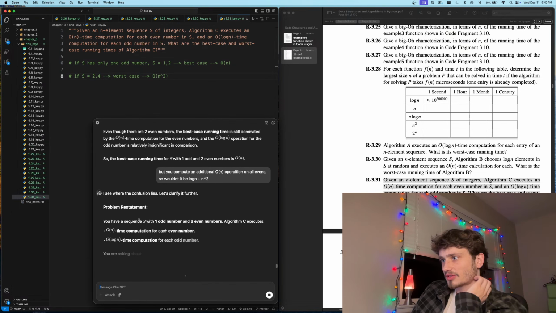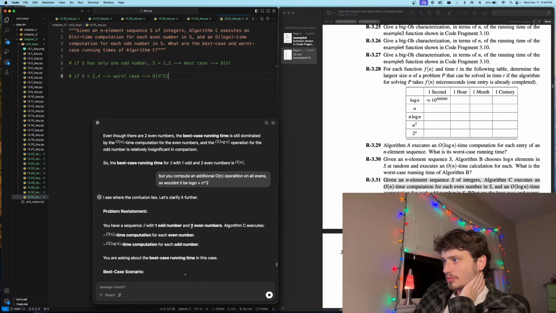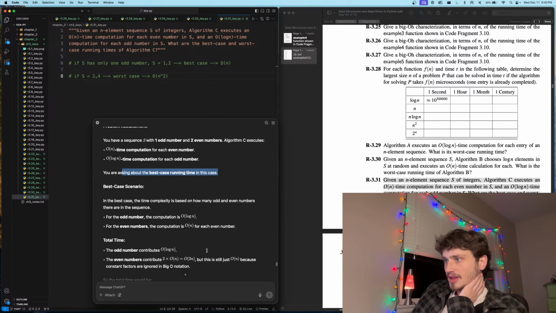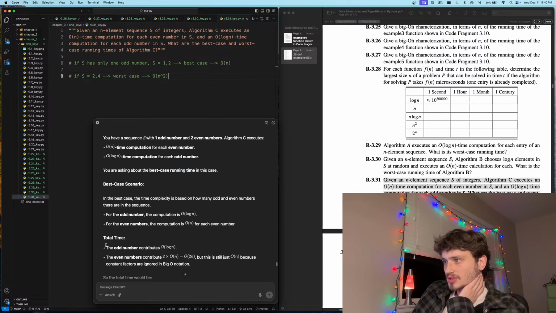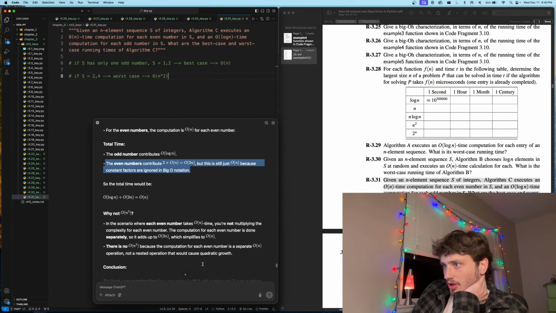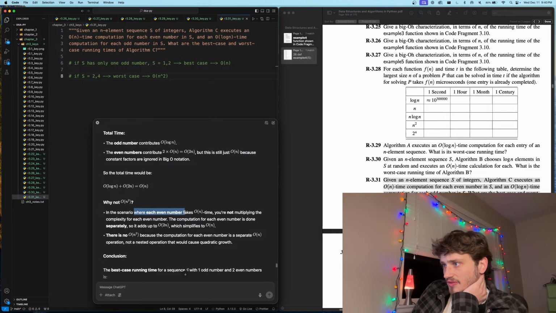I see where the confusion lies. Let's clarify. You have a sequence S with one odd number and two even numbers. Algorithm C executes O of n time computation for each even number. If you're asking about the best running time in this case, best case scenario for odd number and for each even number, total time: even numbers compute 2 times O of n. Constant factors are ignored, so the total time would be O of n. In the case where each even number takes O of n time, you're not multiplying the complexity for each even number. The computation for each even number is done separately and adds up to O of n.